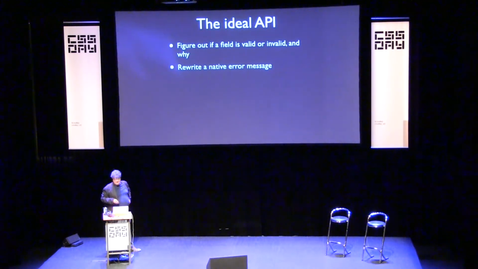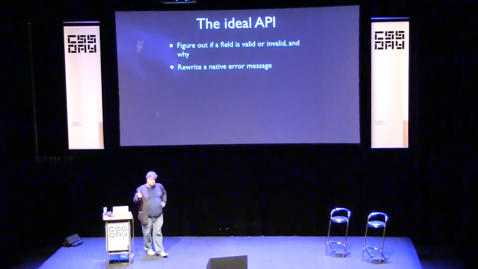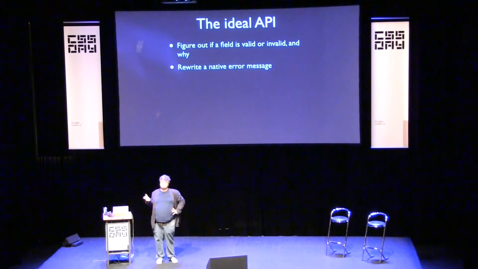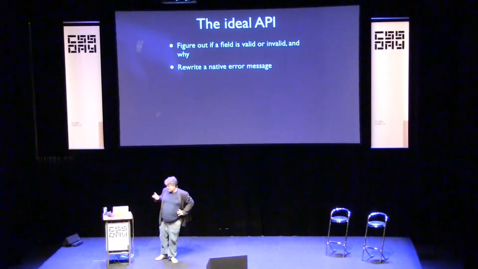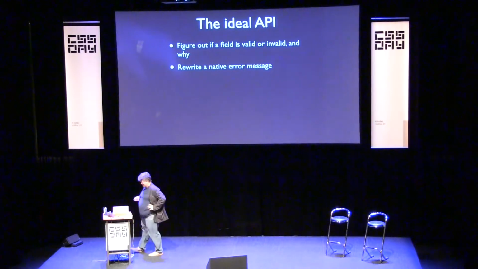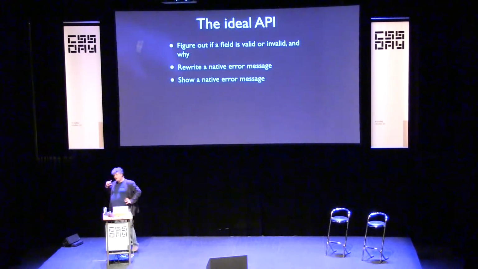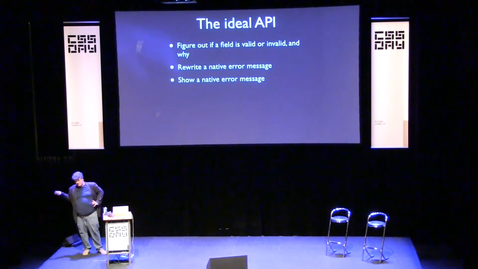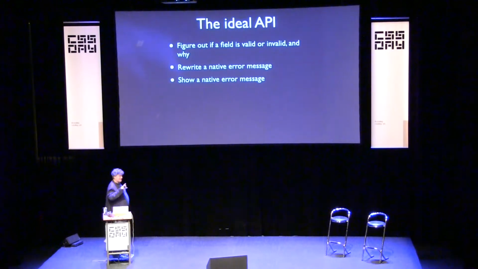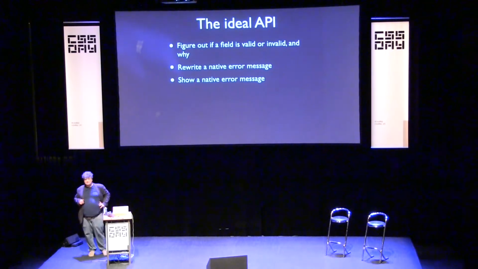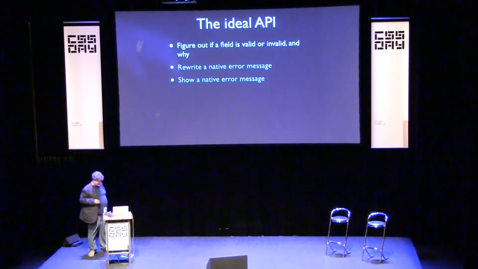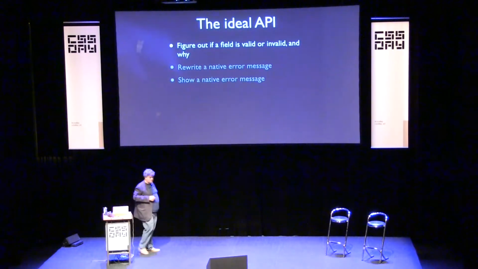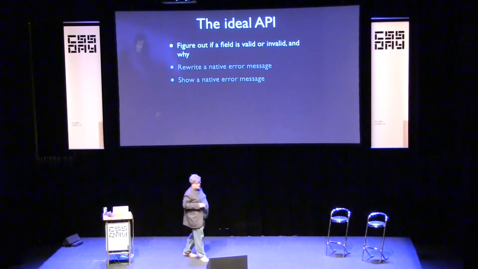You have to be able to rewrite a native error message, because in general, the text of the native error messages is kind of okay, but kind of generic. And there are plenty of cases where you would like to rewrite that text. And you have to have a way of telling the browser exactly when to show a native error message, right? So this is what we would like the Constraint Validation API to do. Can it do this? Kind of, but not really. I'll tell you why. Let's start with the first point. We have to figure out if a field is valid or invalid and why.